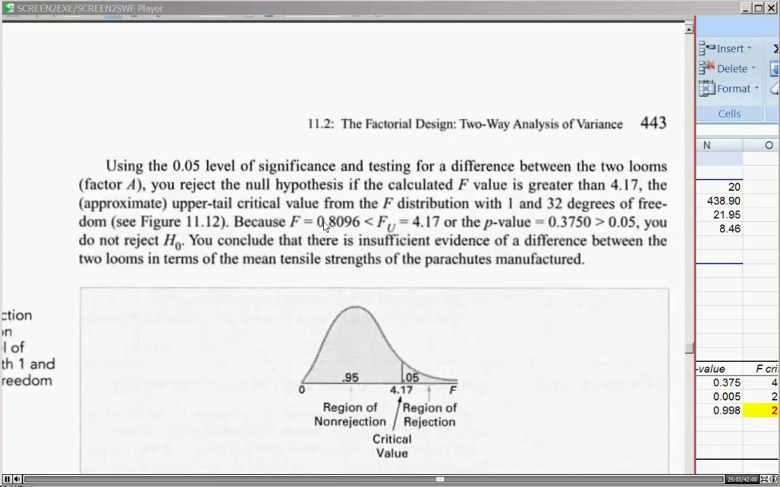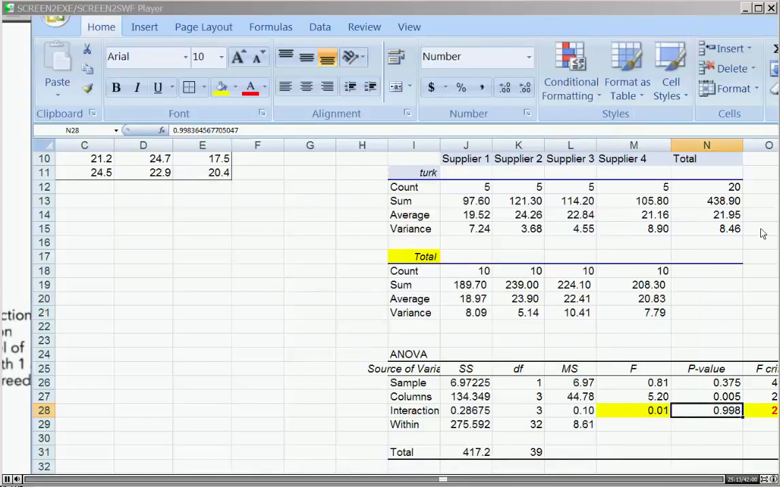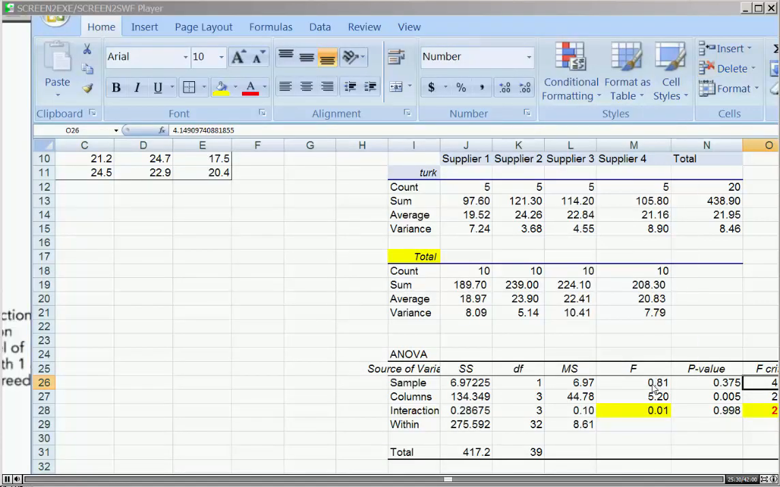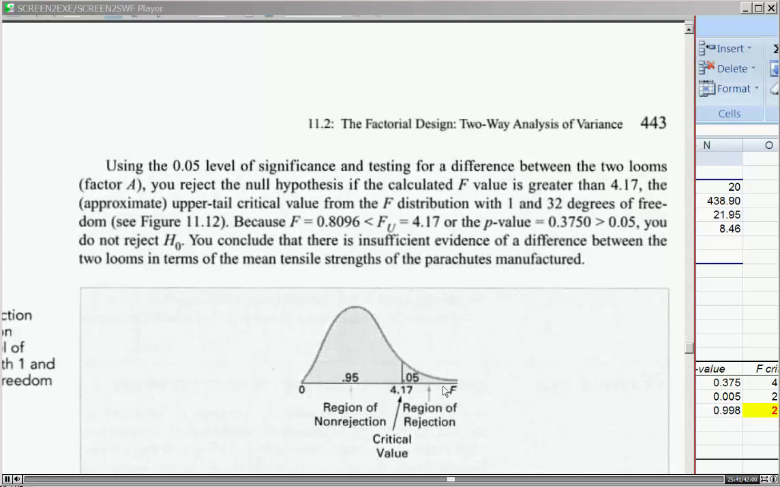Okay, because F, that's the computed value, is less than the critical value, 4.17, you do not reject the null. Let's find it over here. We have 4.15, not 17. And the computed value of 0.81. Well, clearly this is less than this. This is staying very far away from this rejection region. This is the rejection region.